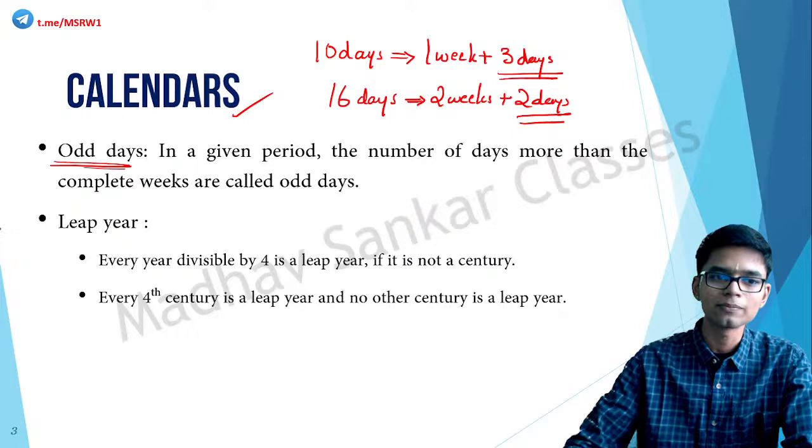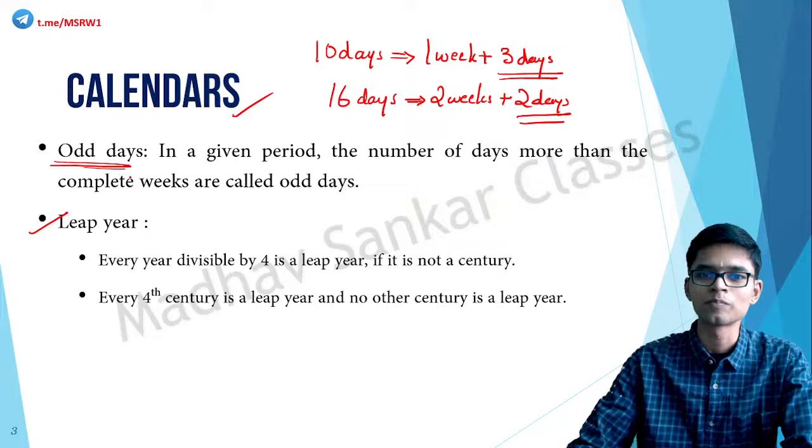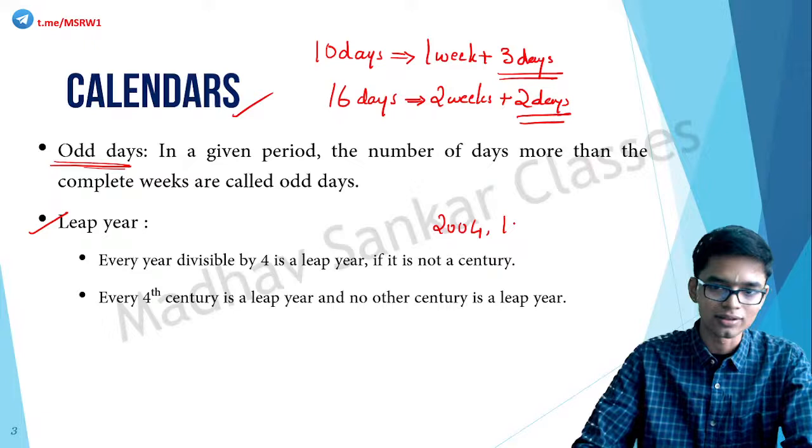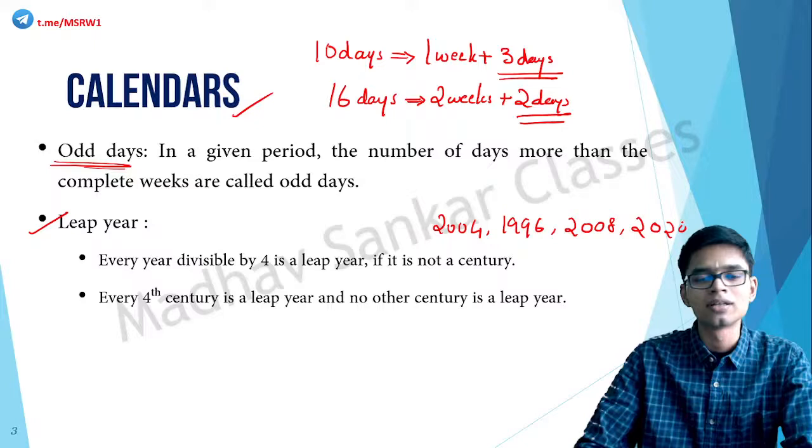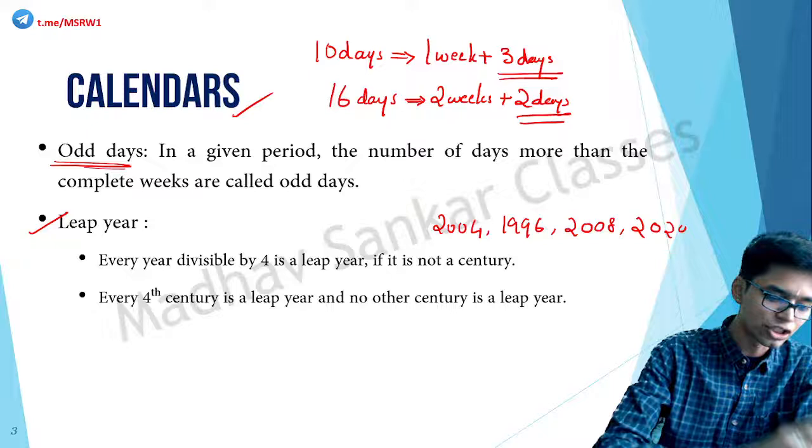Now, what exactly is a leap year? Another very familiar term, leap year. Every year that is divisible by 4, if it is not a century, is a leap year. So say the year 2004 is a leap year, 1996 is a leap year, 2008 is a leap year, 2020 is a leap year. Any year perfectly divisible by 4, as long as it is not a century, is a leap year. Is 2100 a leap year?